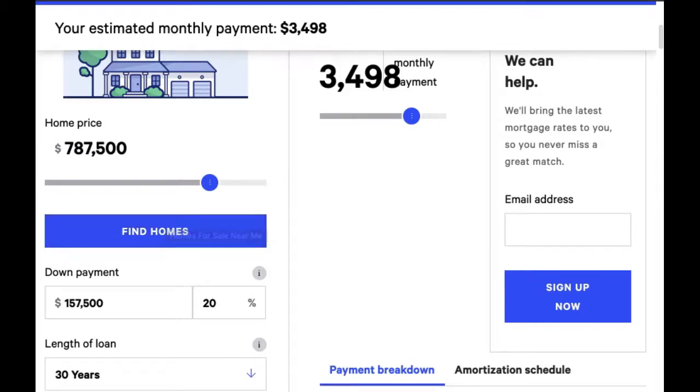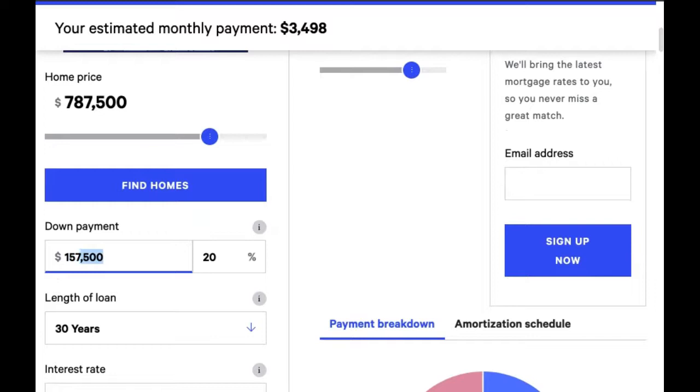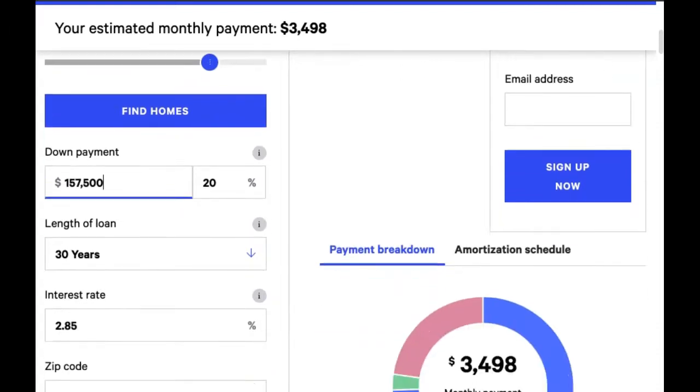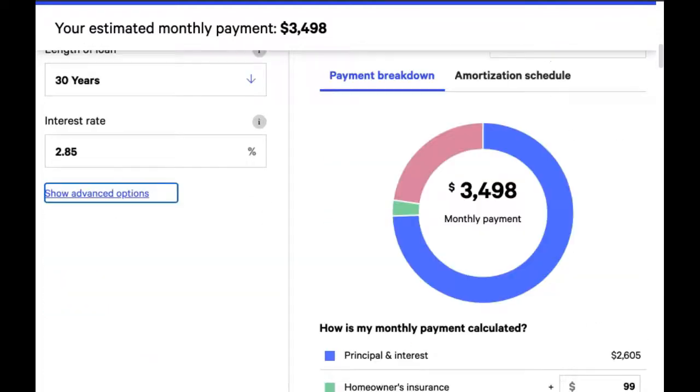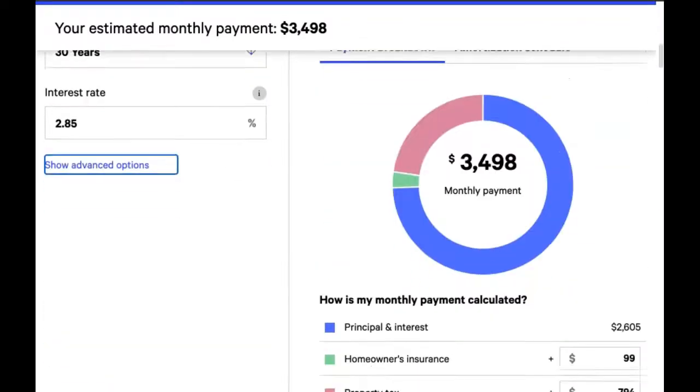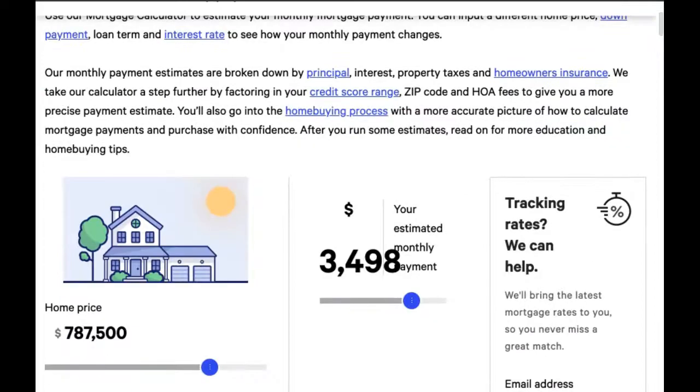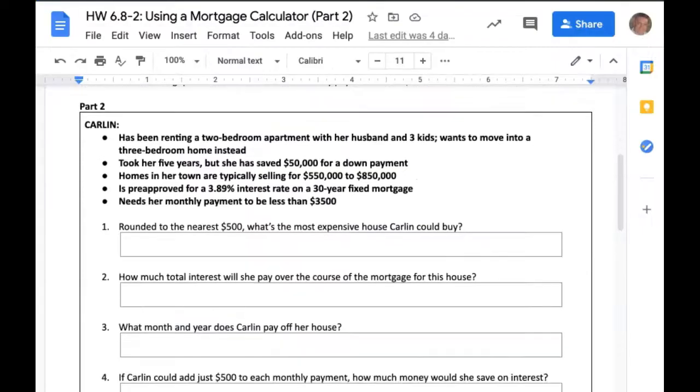So once again, you'll change the down payment amount. Right now it's set at 20%. You'll just change that to $50,000. So for example, in this case, you would have had to pay $157,500 as a down payment in order to take out the mortgage. And so forth. You can ignore everything else in there, so just make sure the zip code is correct. So that's what you're doing on the first problem.